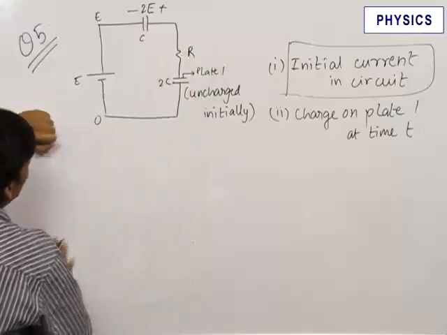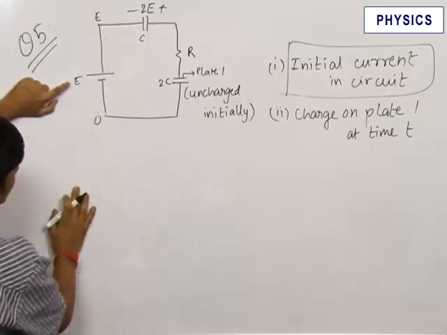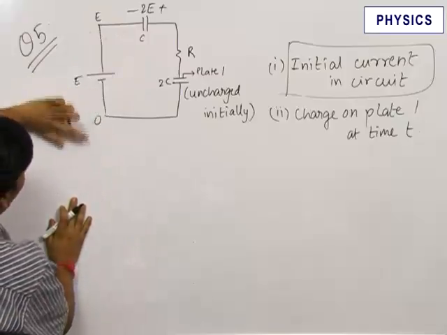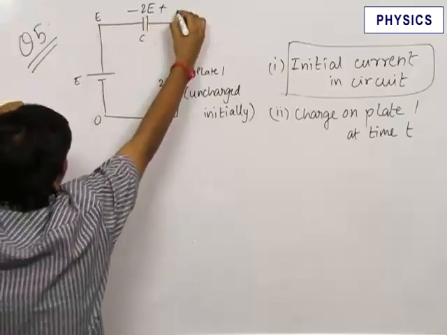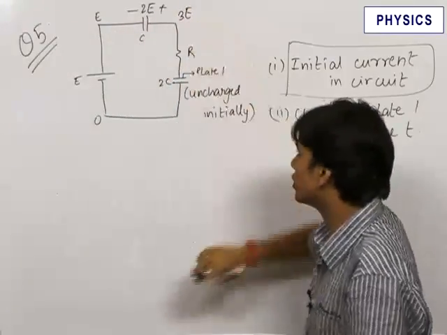Let the potential at this point be equal to 0. The potential at this point will be equal to E, since the potential drop across this cell has to be E. Now there is an increase in potential of 2E on going from this side to this side, therefore the potential at this point is equal to 3E.